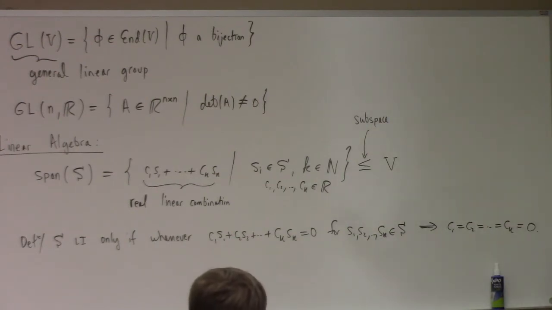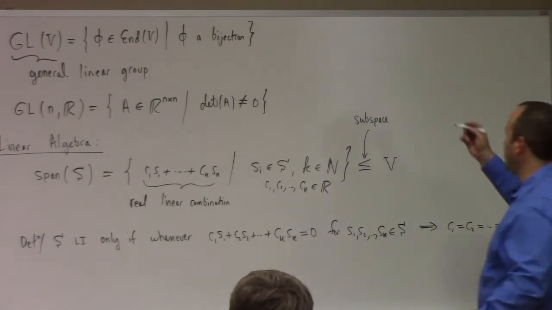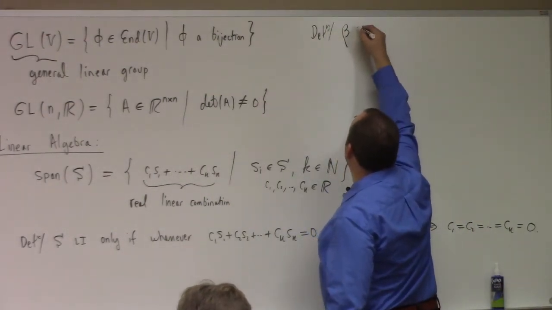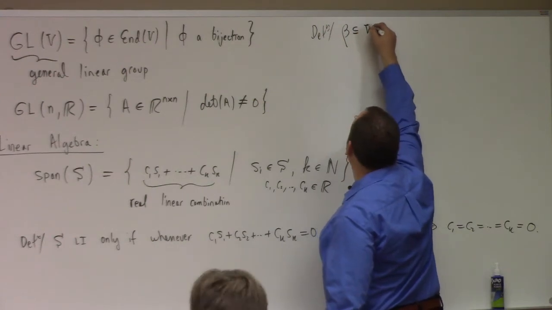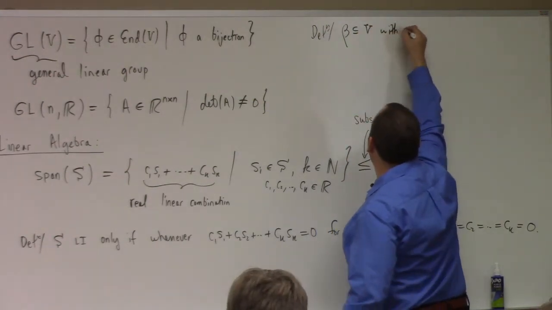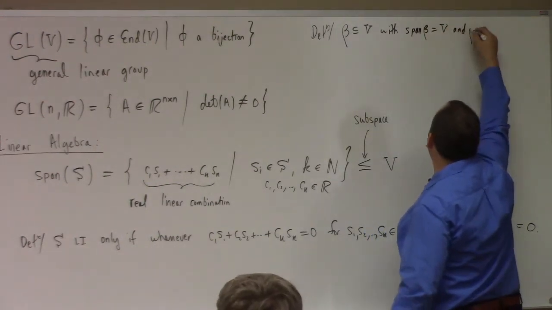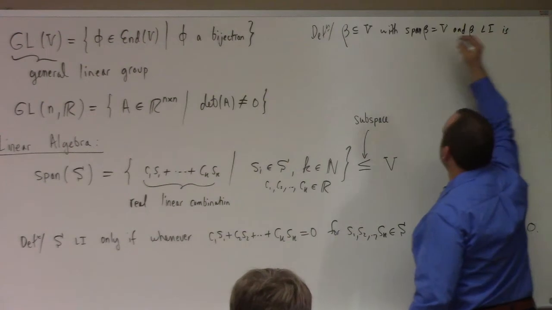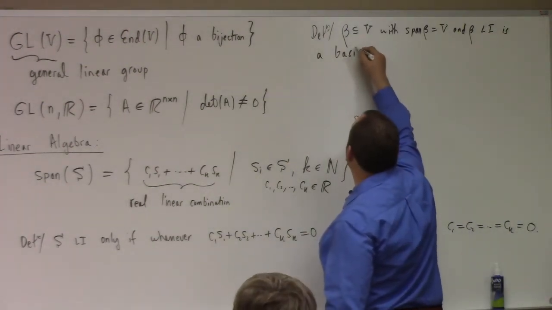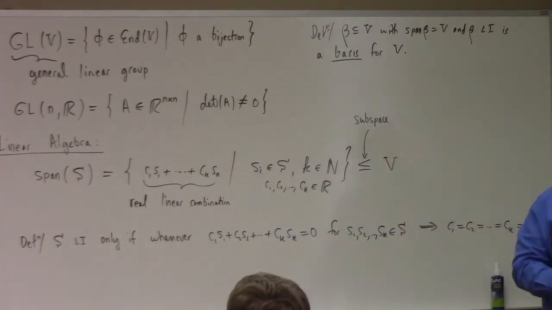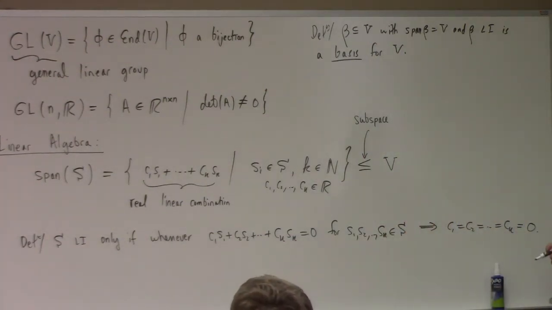All right, anyway, that's linear independence. What happens if you've got a set which is both linearly independent and a spanning set? A subset beta of V with the span of beta equal to V, and beta linearly independent, is a basis for V, right? And we could replace that subset with proper subset, right? Because it has to be.